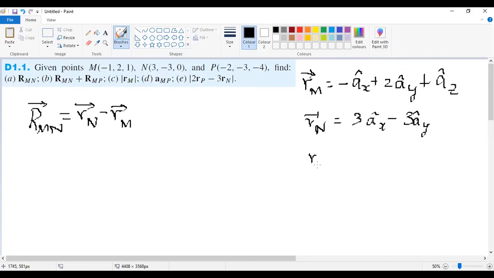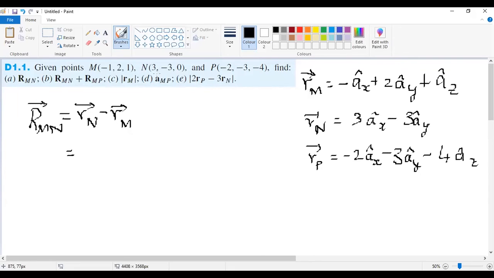Rp is minus 2ax minus 3ay minus 4az. Okay. When you have these things, I can just write them, right? So Rn minus Rm, that is the distance between M and N. Rmn is Rn minus Rm.